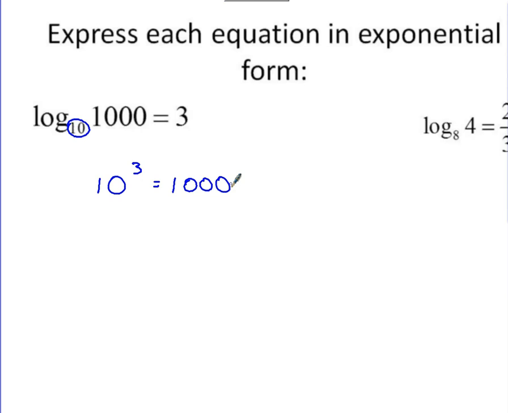This other one, kind of sliding off the screen here. We've got log base 8 of 4 equal to 2/3. So if I want to write that in exponential form, base would be 8. Logarithm equals an exponent, so here the logarithm equals 2/3. Exponent would be 2/3. This is all going to equal what we're plugging in the logarithm, which is 4.